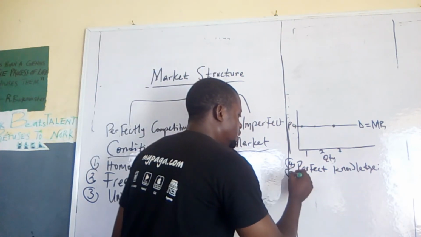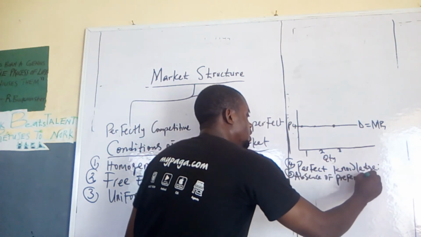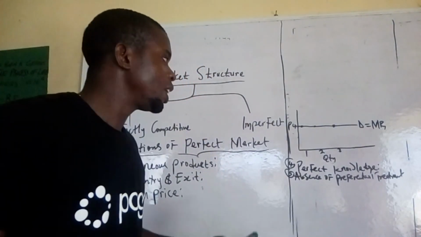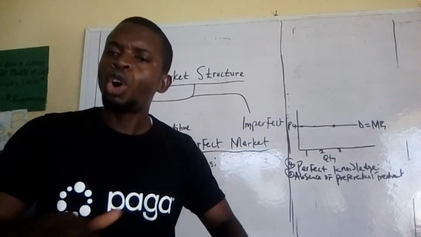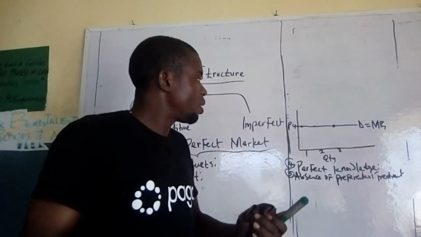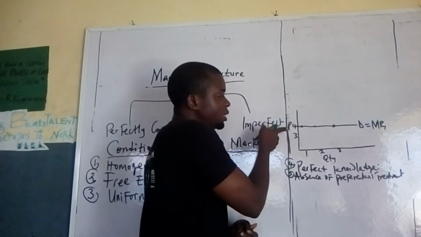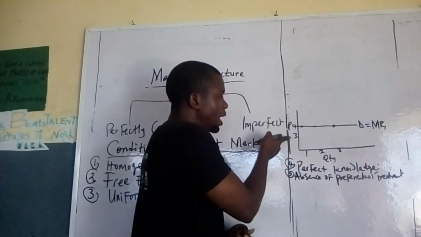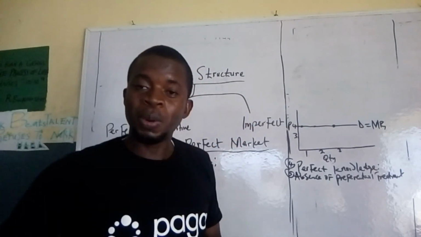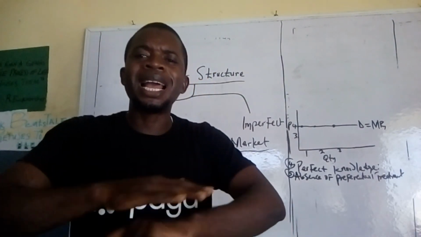Then we have number five. In this case, we have absence of preferential treatment. It means that all buyers are treated equally. You cannot differentiate. You cannot sell to Mr. A at $4 and sell to Mr. B at $3, for instance. The difference of $1 will be paid back by you, because the price in the market is uniform. So if you reduce the price for Mr. B, you are going to pay back. So all customers, all buyers are treated equally.